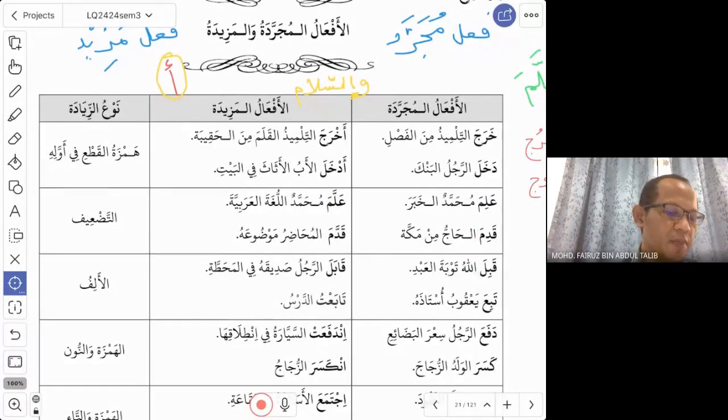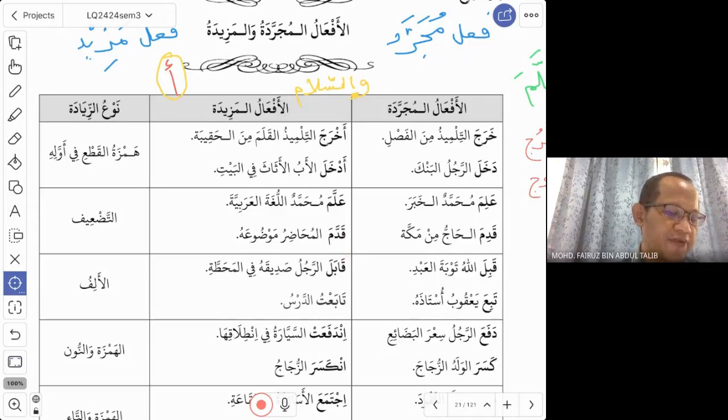Number two, alima. Alima Muhammadun al-khabar. Muhammad knows, he knew the news. Okay, alima means to know. So Muhammad knew the khabar, news. Naam. So alima, three-letter fi'l. This is fi'l mujarrad, no additional letter.